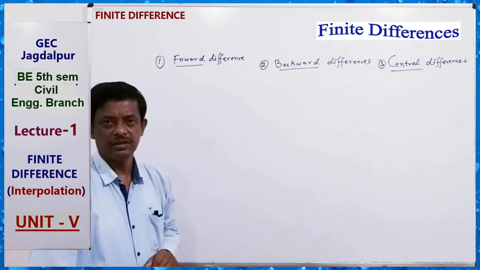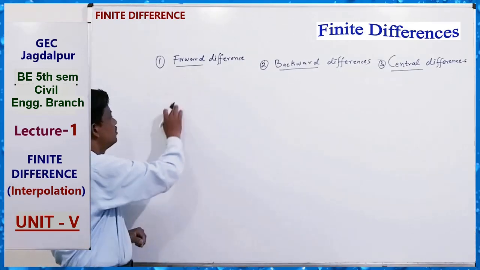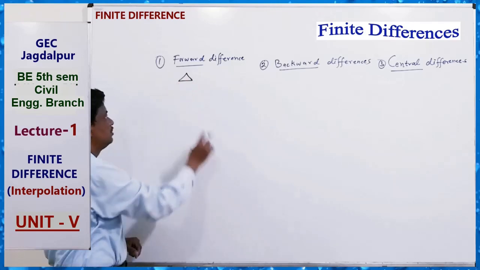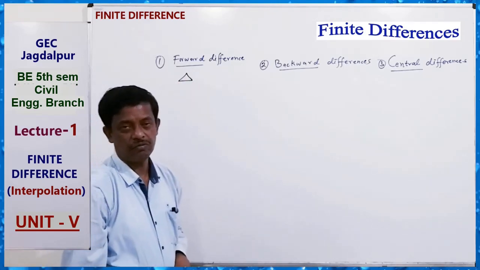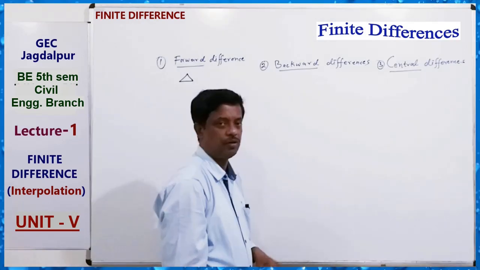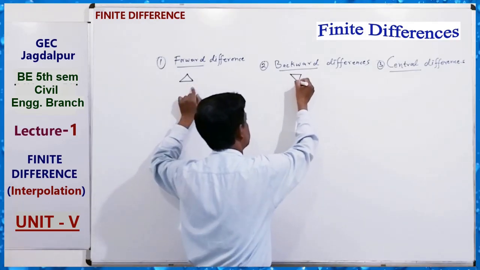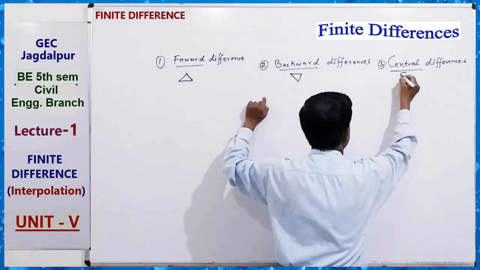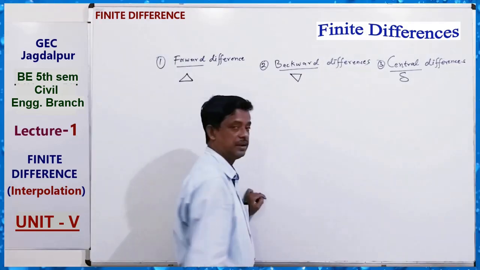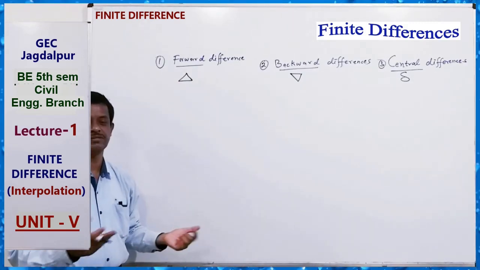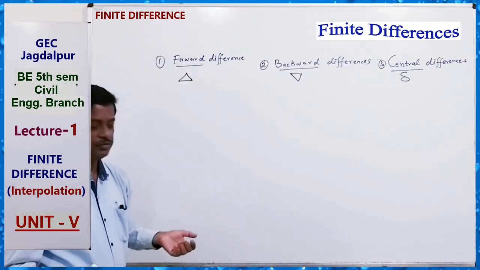So first of all, we have to discuss forward difference. For forward difference, we use this del forward operator. For backward difference, the backward operator. For central difference, we use delta. Clear? So first of all, forward difference. Just we will discuss forward difference.